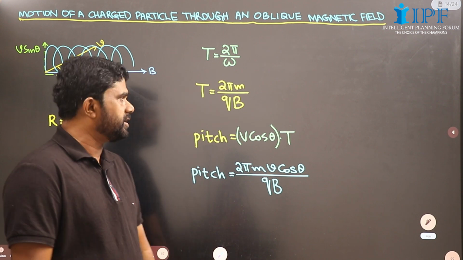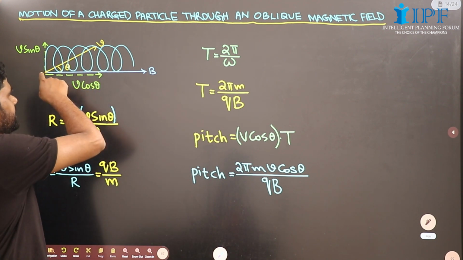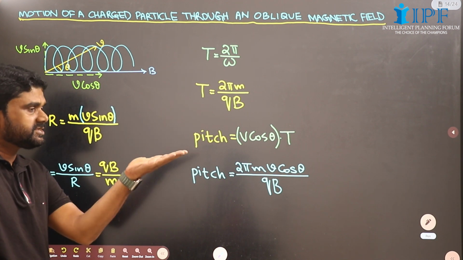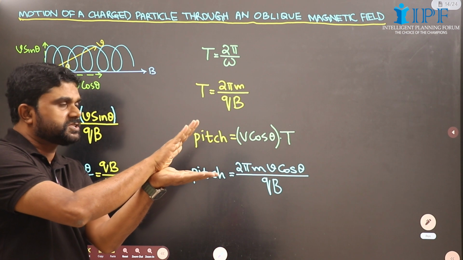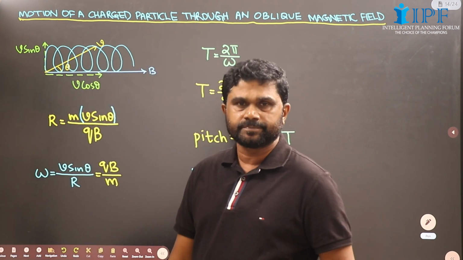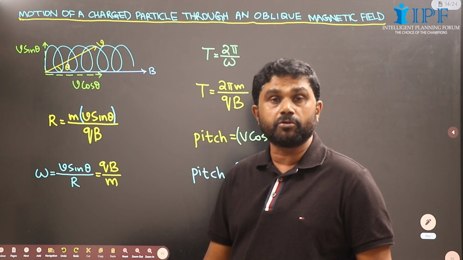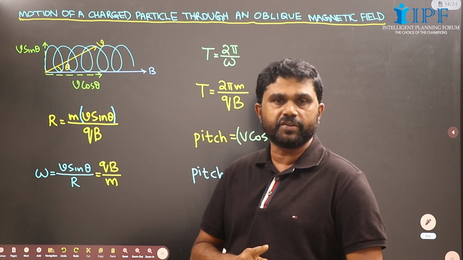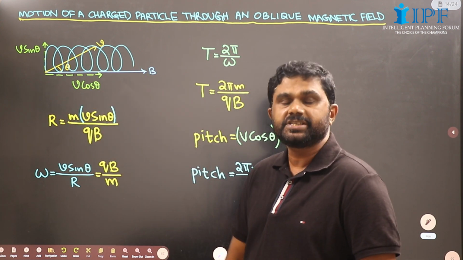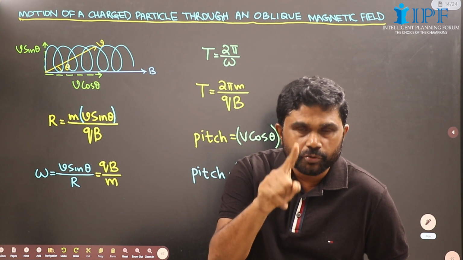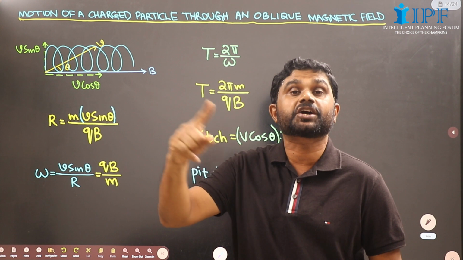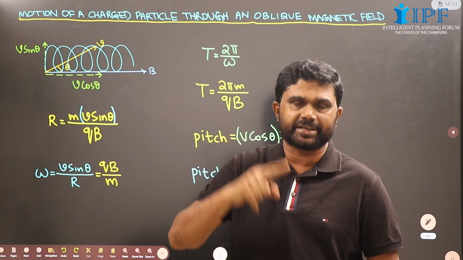Oblique magnetic field means the magnetic field is along the horizontal and directed towards the right. This is the magnetic field and the particle is projected like this. This velocity v can be resolved into two components: v sin theta perpendicular to the direction of the magnetic field, and v cos theta along the direction of the magnetic field. When a particle is moving through a magnetic field, the force is qv cross B, the cross product of velocity and magnetic field.